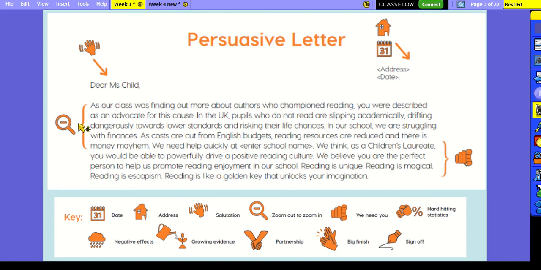So our first two shapes zoom out to look at the bigger picture. And then we need you. Why do we want this specific author?